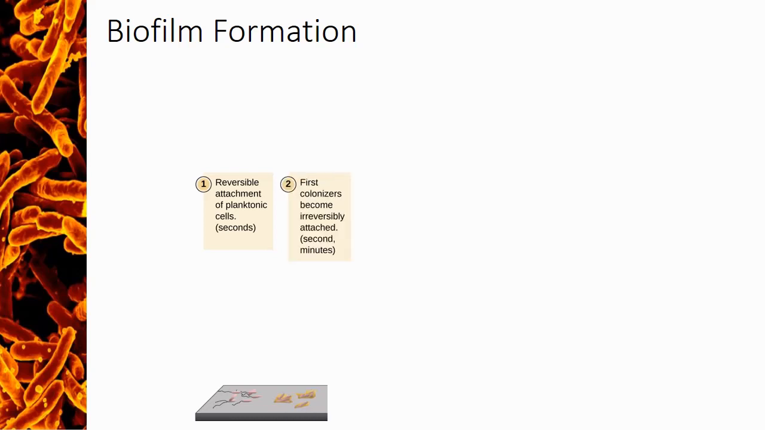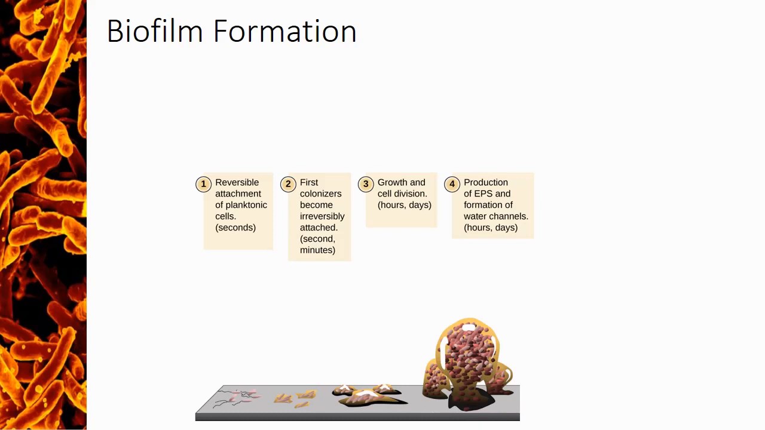Biofilms form in a stepwise manner. First, the planktonic cells start to lightly attach to the surface, but this is transient, and the cells will attach and come off and attach and come off. But eventually, a few become more permanently stuck to the surface, and those will start to undergo binary fission, leading to growth of the population. Once the population gets to be a certain size, the cells will start producing and secreting the EPS, and the biofilm structure will start to develop.